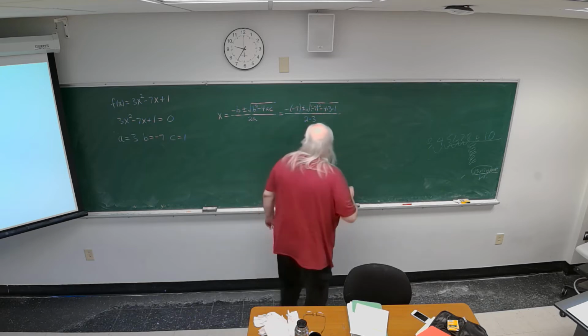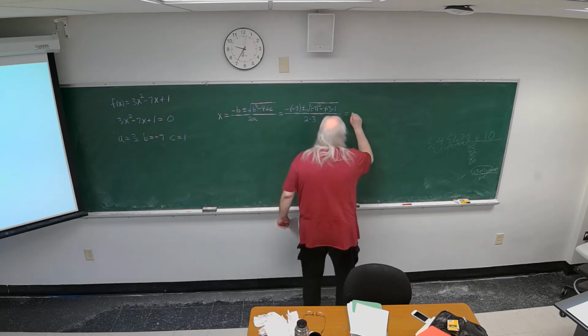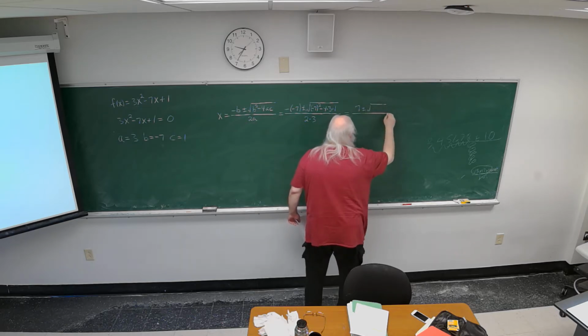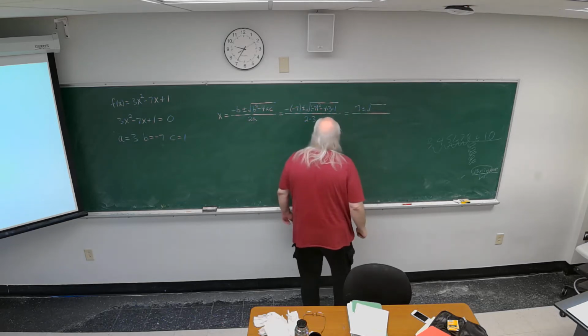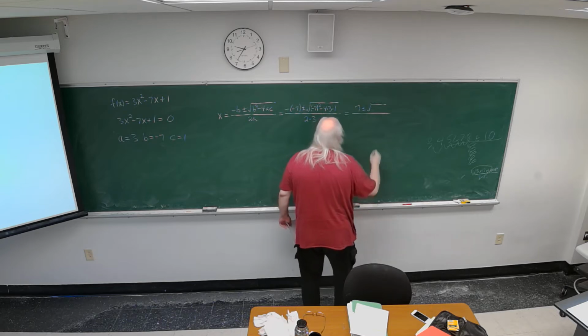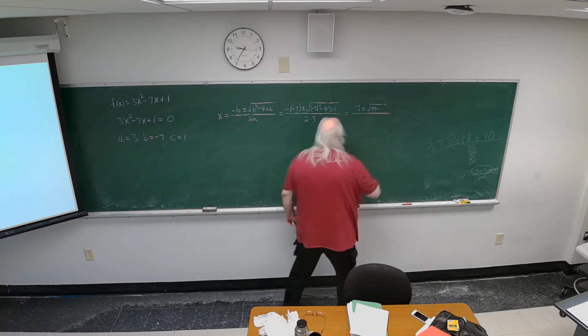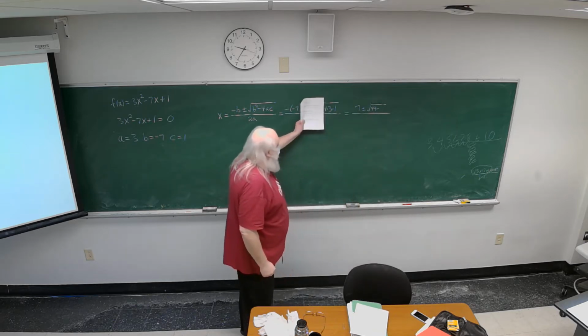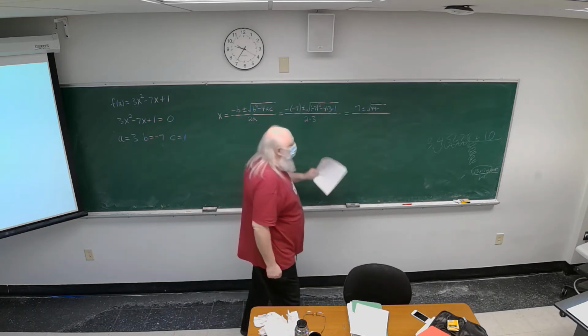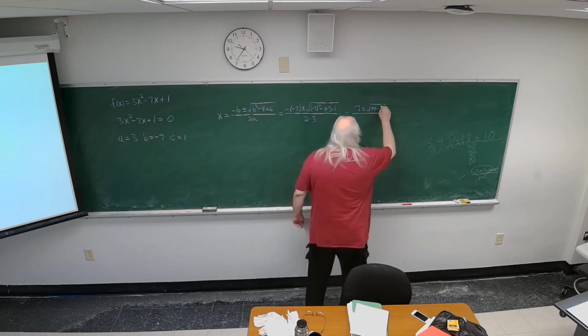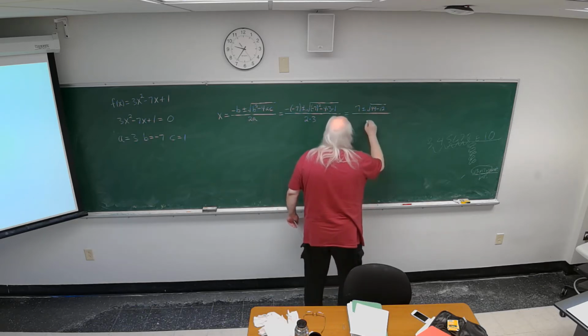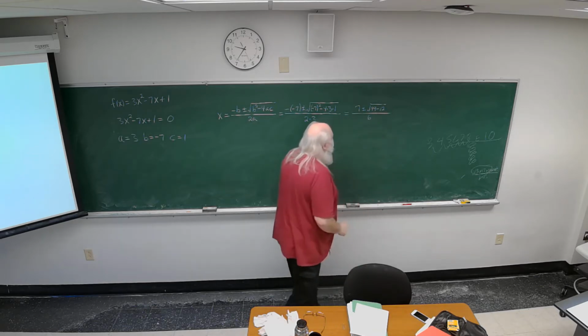All right, so we have the negative of negative 7 is plus 7. And remember, under the radical, you got to follow order of operations. Minus 7 squared is 49. And then multiplication, 4 times 3 times 1 is 12. And the denominator, 2 times 3 is 6.